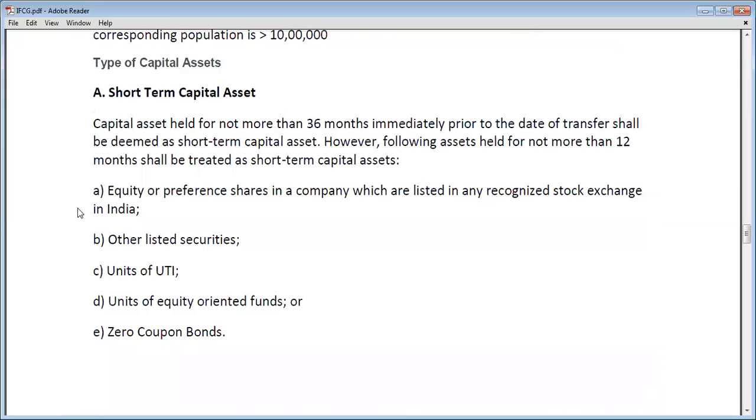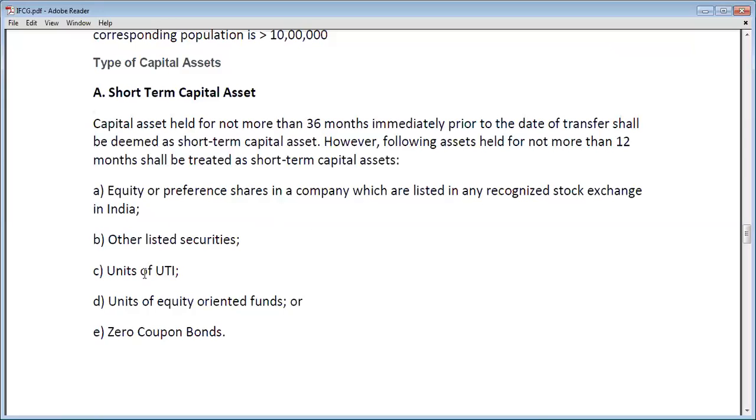So these are the assets for which the holding requirement is 12 months only. So equity or preference shares in a company which is listed on a recognized stock exchange of India. If you have equity shares or preference shares in a company listed on a recognized stock exchange, the period for those shares will be 12 months only. If you hold these equity or preference shares for more than 12 months, it may be 13 months or 14 months, then they will be considered as long-term capital assets.